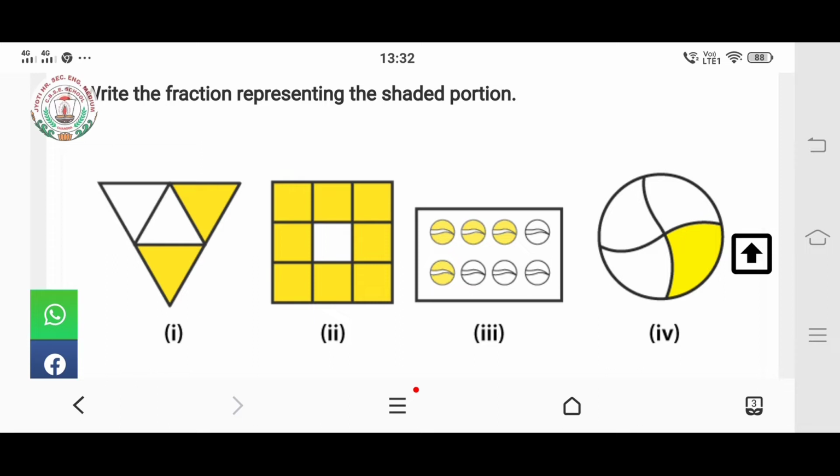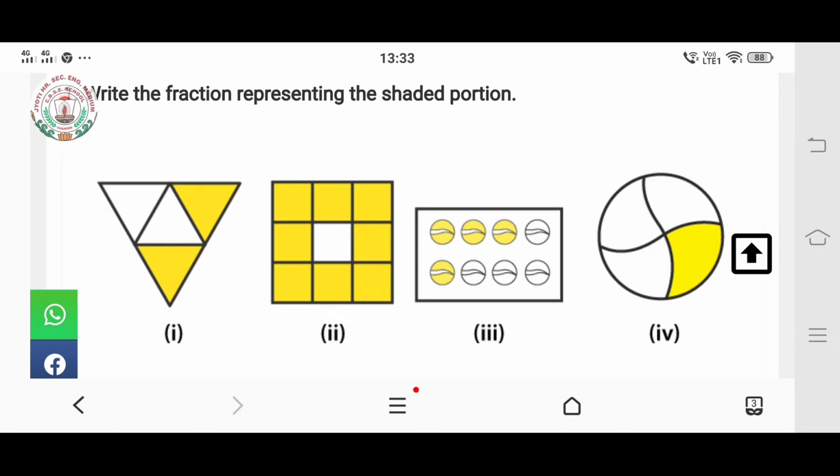Coming to the next figure, total how many square boxes are here? Total 9 square boxes are here. Out of that, 8 boxes are shaded. So the fraction of the shaded portion will be 8 by 9. Next figure, total how many balls are here? Total 8 balls are here. Out of that, how many are shaded? 4 balls are shaded. So the fraction will be 4 by 8.